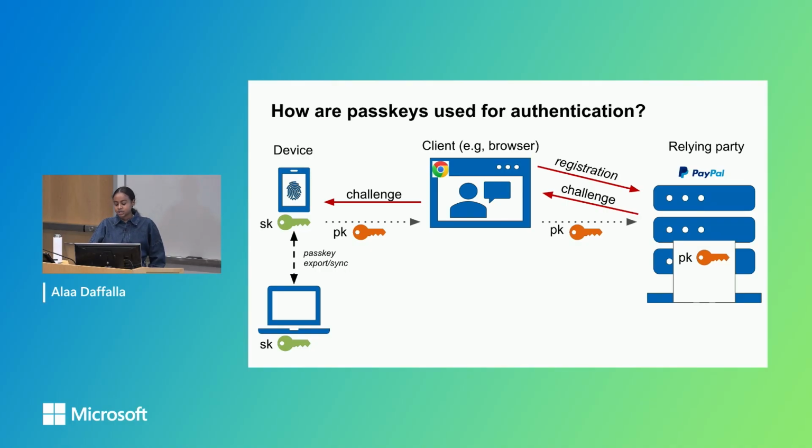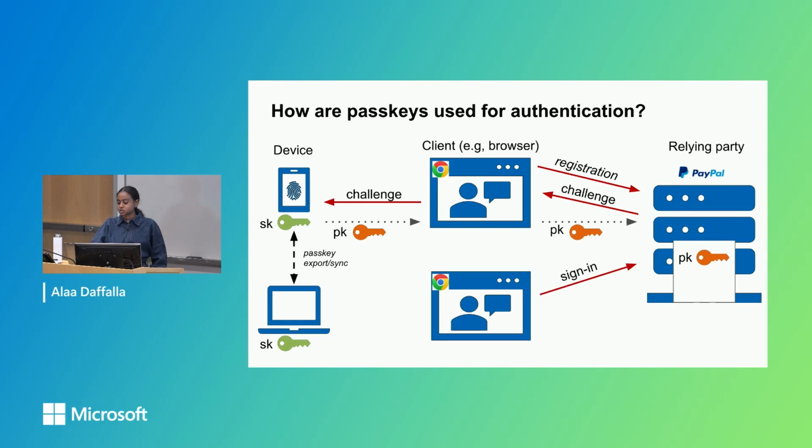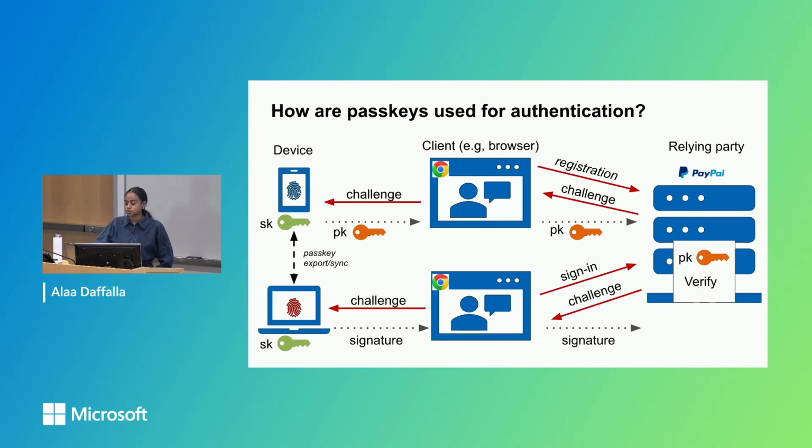Upon authentication, a sign-in request is sent to the relying party. Again, a challenge is sent back to prevent replay attacks. And then the user is again requested to provide some sort of verification before the private key is used to provide a signature that proves this is really you and can be verified by the server.